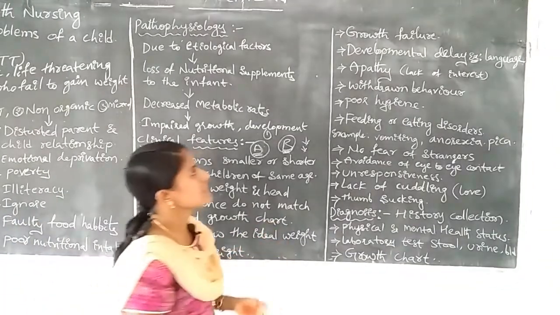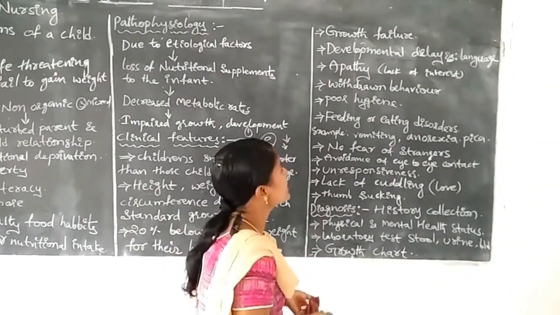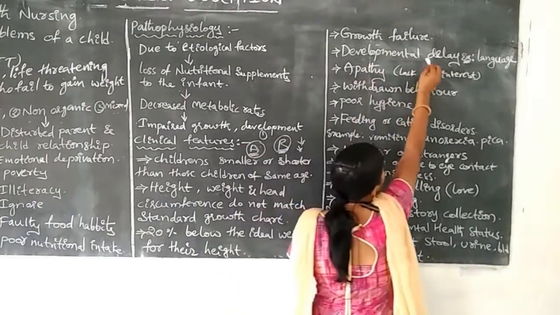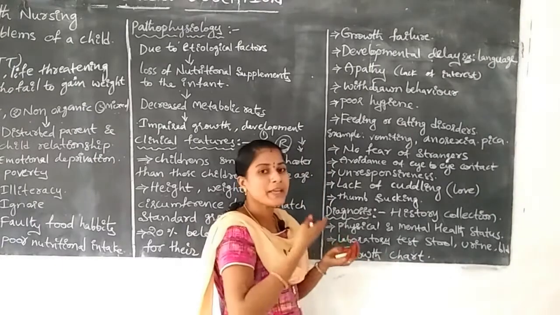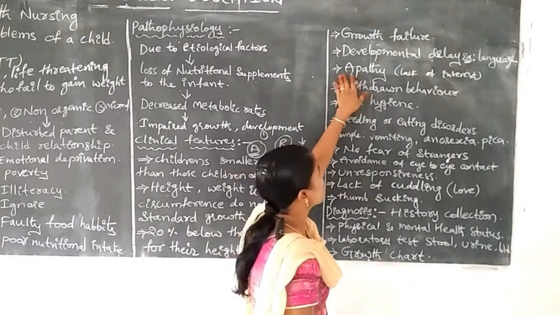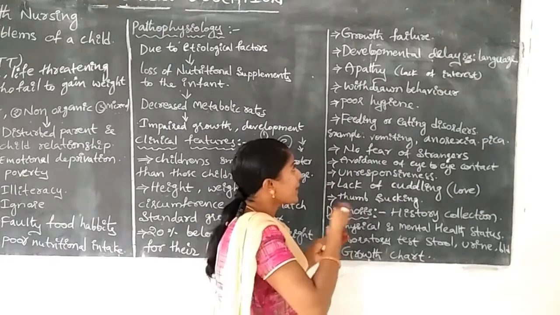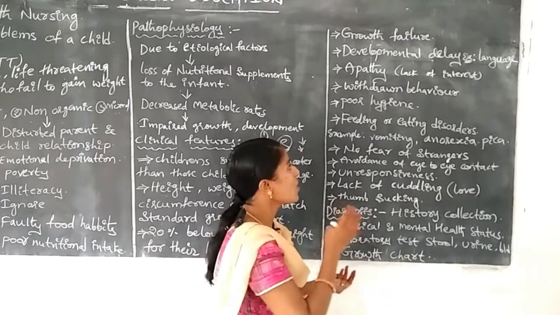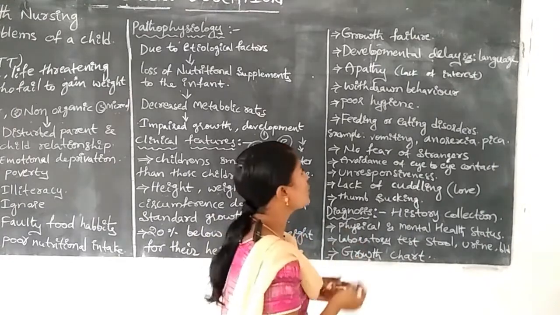Next symptom is growth failure, where the growth of the infants is less. Next is developmental delay, where the children are not speaking clear language. Another symptom is apathy, where the children do not show interest in an item or situation; there is lack of interest in a particular situation in those suffering with growth failure.